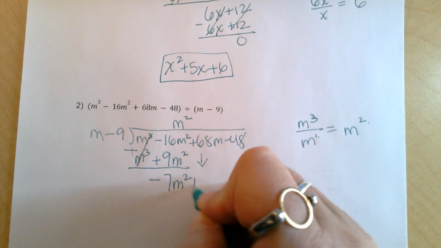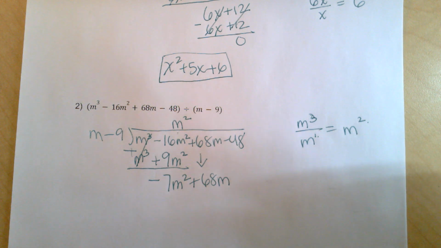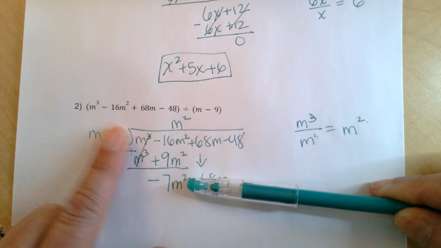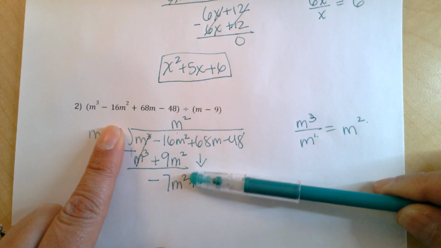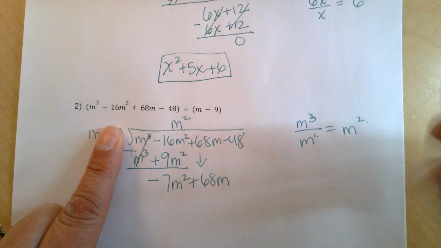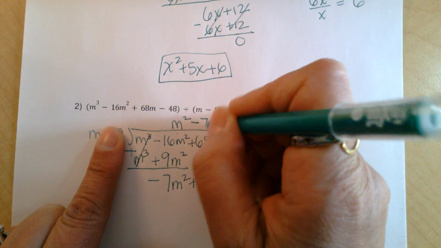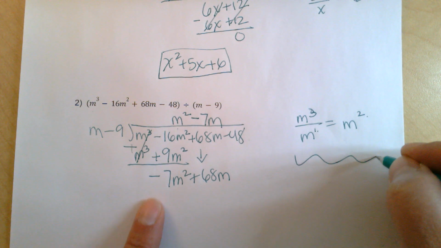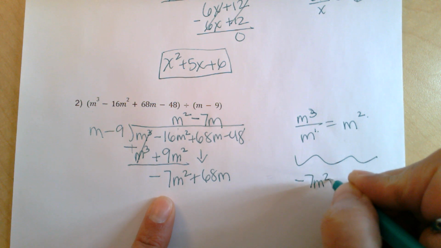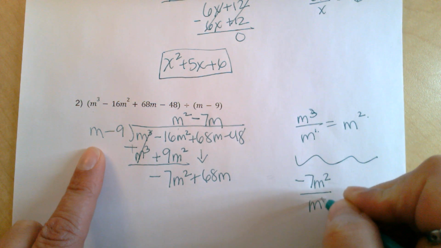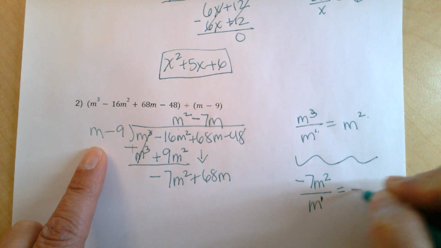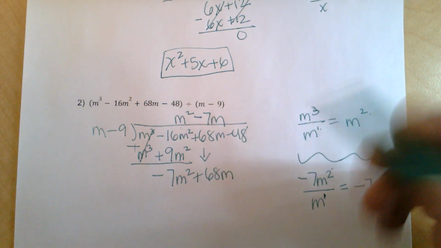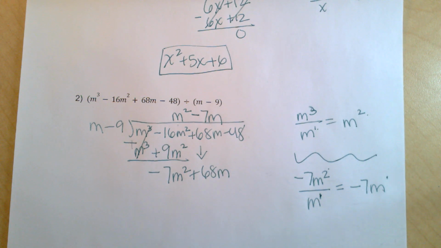All right, we're going to bring down the plus 68m, and we're going to ask ourselves, what times m can give us negative 7m squared? So first, we know it's going to be negative. We know we're going to need a 7, and m times m is m squared. If you didn't know that, negative 7m squared divided by m to the first gives us negative 7m. 2 minus 1 is 1. And that's how we got this minus 7m, okay?